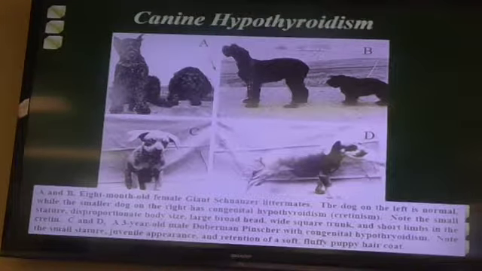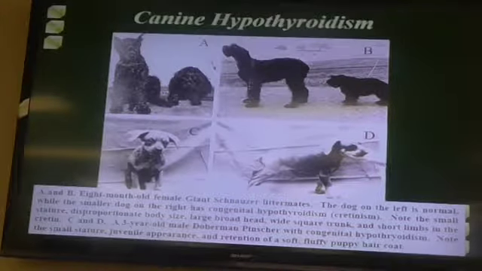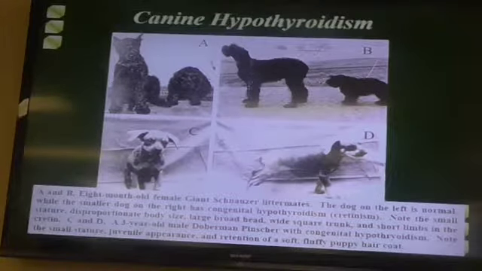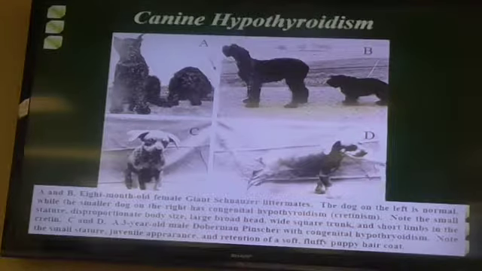Okay, the A and B are 8-month-old giant schnauzer litter mates. Which one do you think's affected? The one on the right up there. You can see how blocky and thick his head is compared to his litter mate, and how he's short in stature. Now, if this were pituitary dwarfism, he'd look like his litter mate, except he'd just be small. But he'd have those same proportions as far as head size to body size.